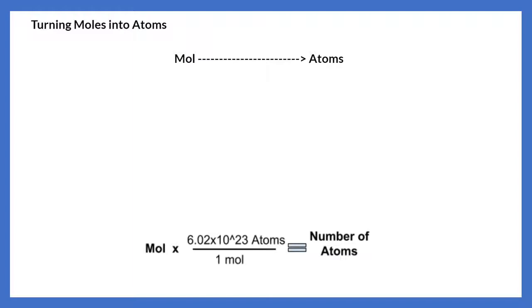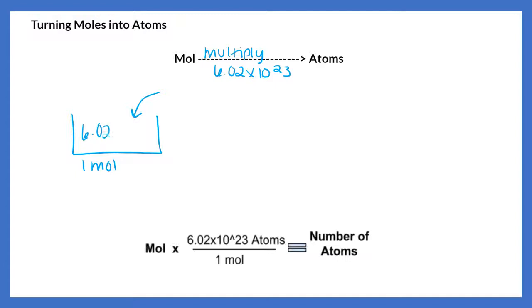So we are going to turn moles into atoms now. And we do this by multiplying. So we multiply by 6.02 times 10 to the 23rd. So again, I have my mole box. And in my 1 mole box, I have 6.02 times 10 to the 23rd things. Okay?